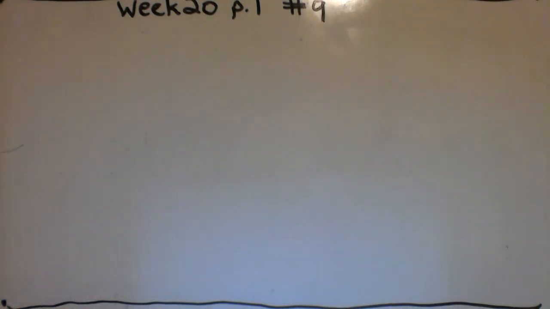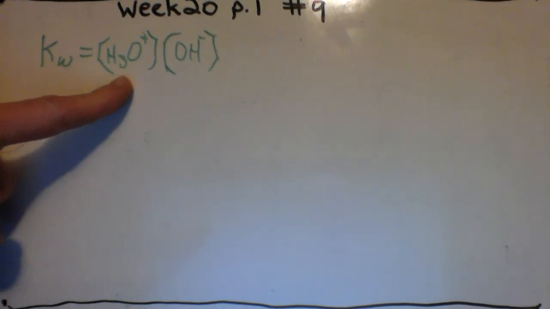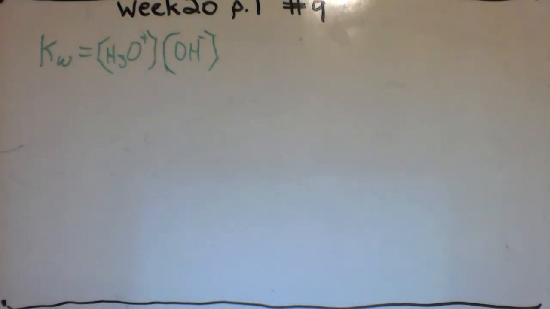This is week 20, page 1, number 9. What is the concentration of hydronium ions in a wheat flour and water solution if hydroxide concentration equals 1 times 10 to the negative 8th molar? Is wheat flour and water acidic, basic, or neutral? Again, we're going to use the formula for the ion product constant of water, which is the hydronium ion concentration times the hydroxide ion concentration.